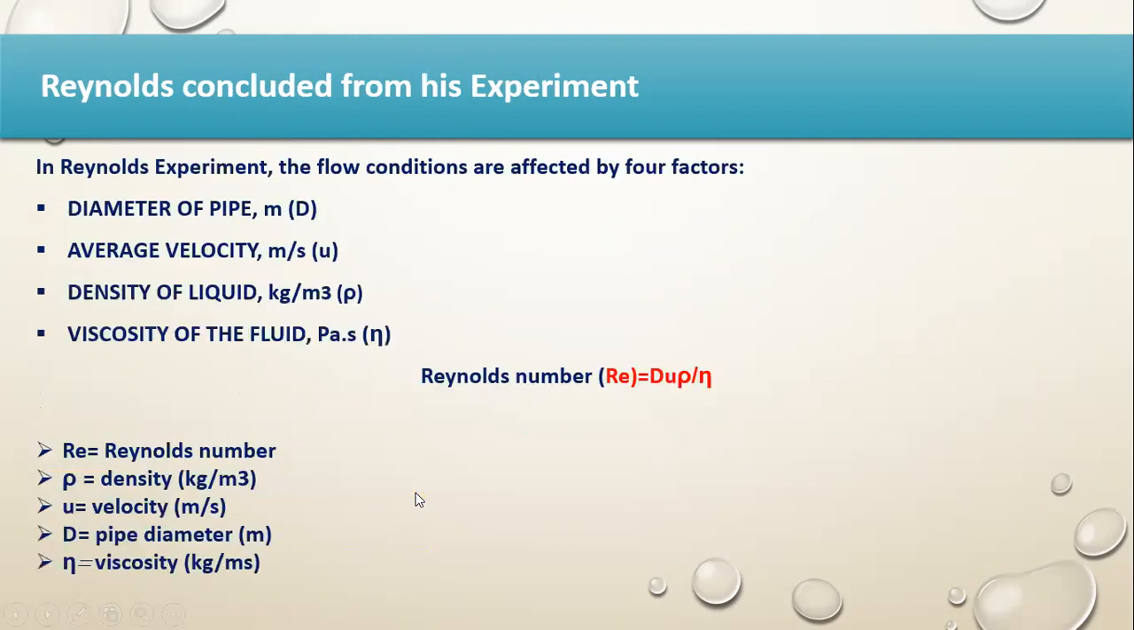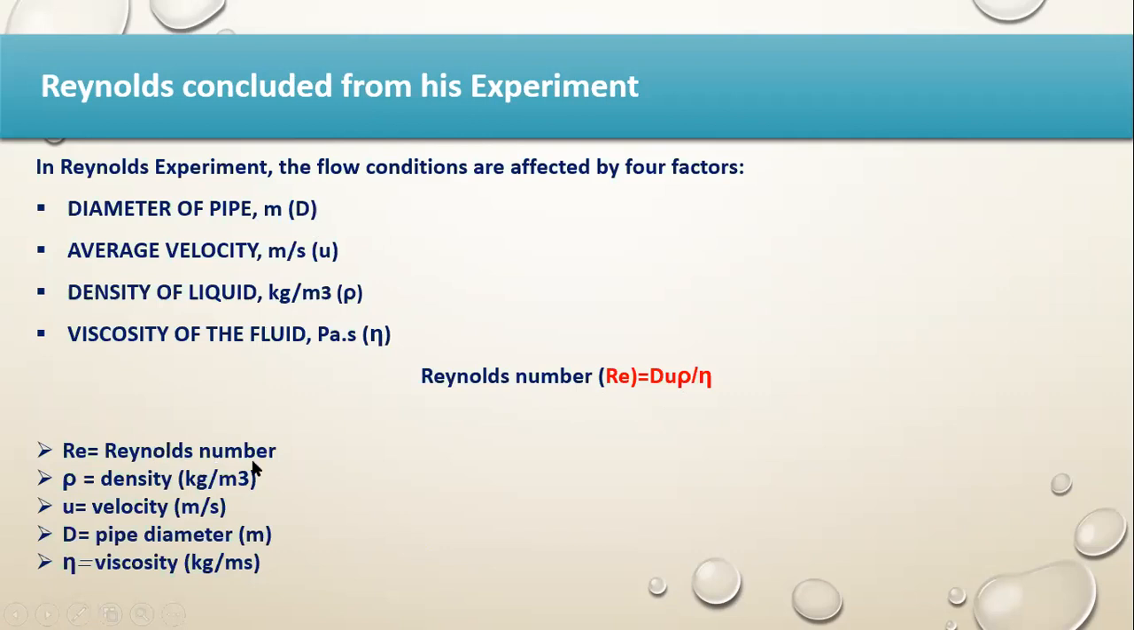So in a nutshell, you can say in Reynolds experiment the flow conditions are affected by four factors: diameter of the pipe, average velocity, density of the liquid, and viscosity of the fluid. Which is denoted by these symbols. Reynolds number Re is equal to D u rho upon eta.